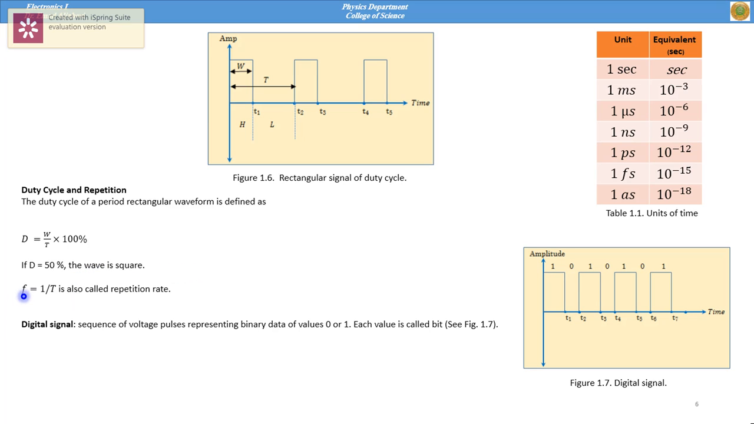Also here, the frequency, equal to 1 over T, is called the repetition rate. This is the unit for the time: 1 millisecond is 10 to the minus 3 second, and micro, nano, pico, femto, and so on. And the digital signal can be represented by binary data 0, 1. We see here 1, this is equal to A plus, and here 0, 1, 0, 1, 0, and so on.